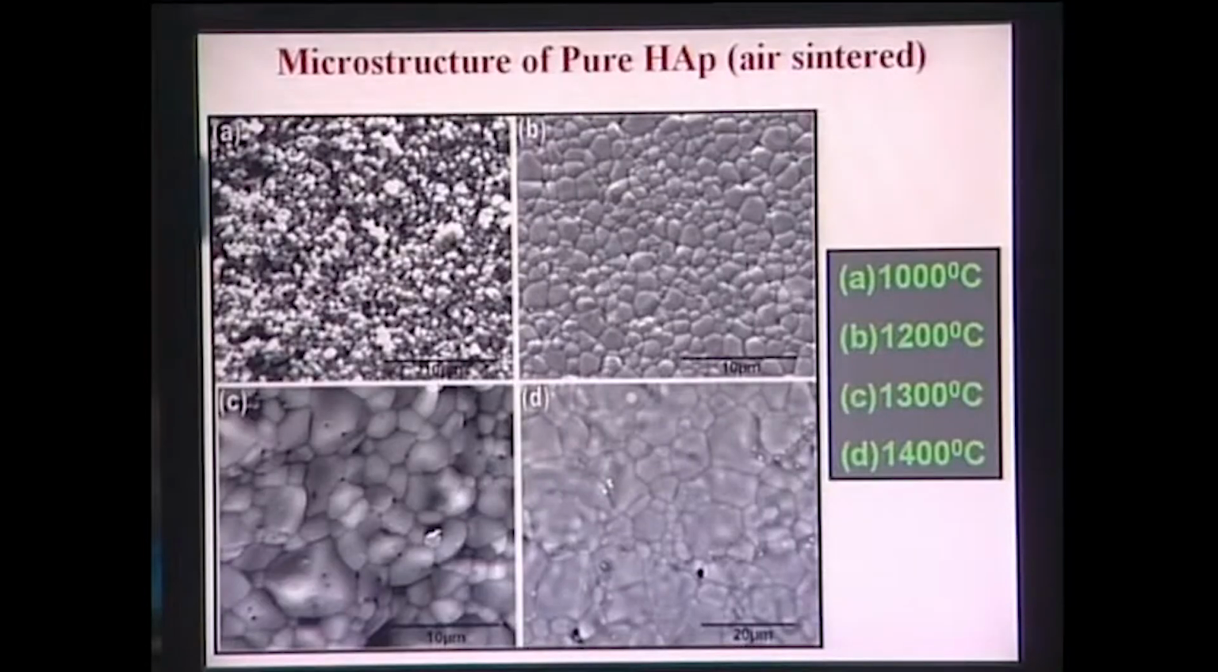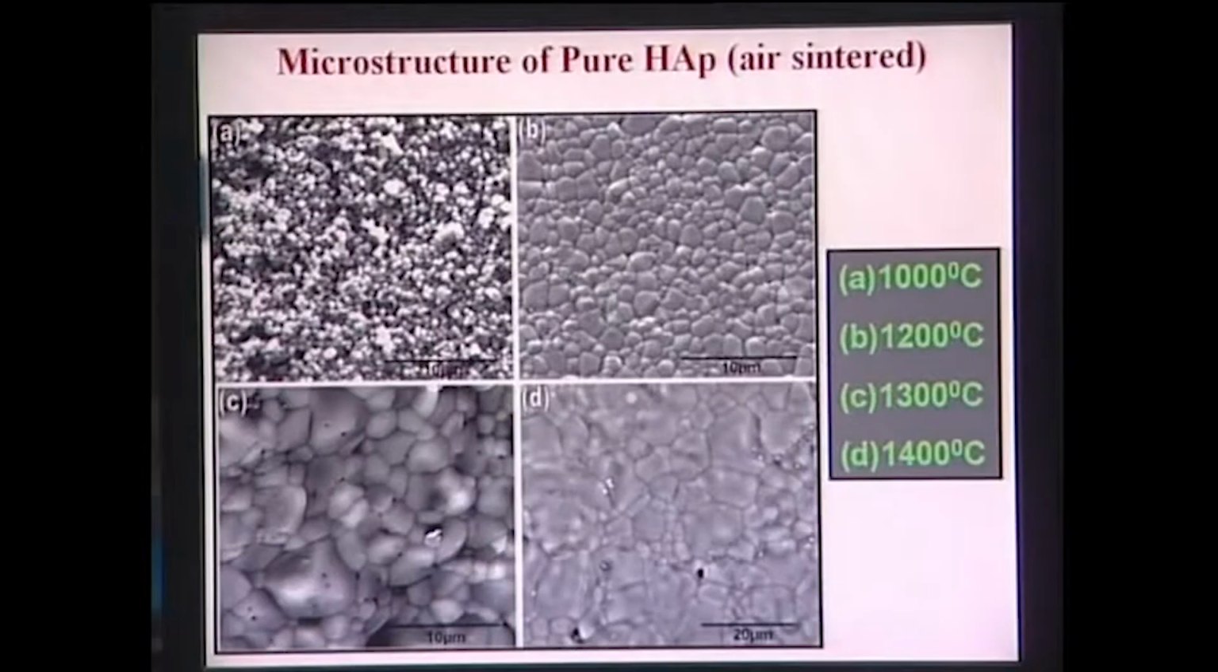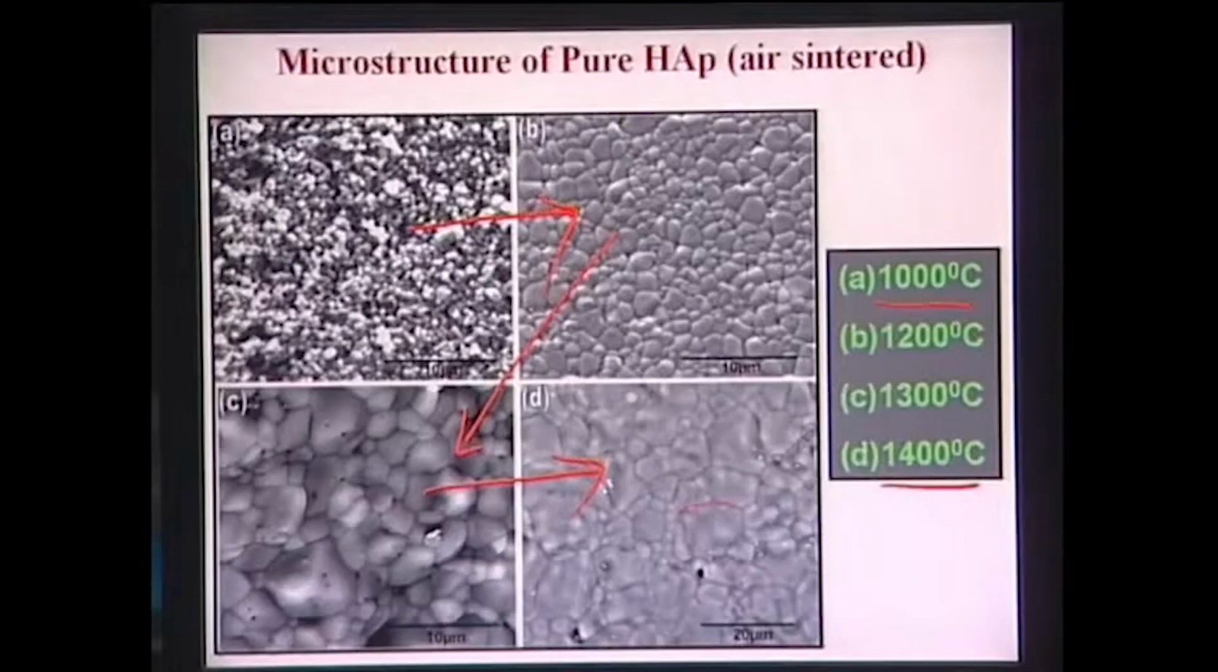Now I will give you some examples from the bioceramic materials. How do these solid state sintered and liquid phase sintered materials look, or how does their microstructure look in these bioceramic materials? Now these are examples from pure hydroxyapatite. Pure hydroxyapatite has very good biocompatibility. If you sinter it at 1000 degrees Celsius to 1400 degrees Celsius, you see that the grain size increases. At 1200 degrees Celsius, it further increases, at 1300 degrees Celsius it also further increases, and at 1400 degrees Celsius too.